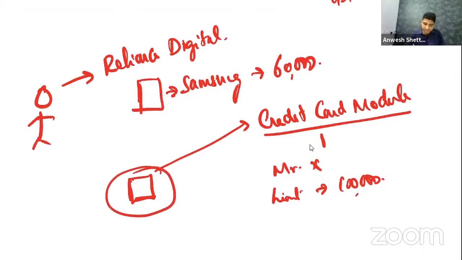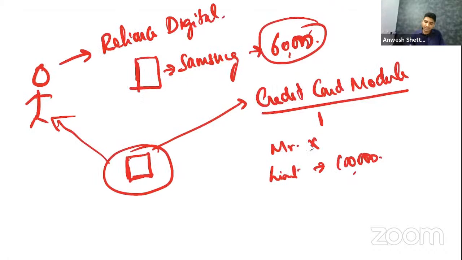So this machine now can identify that, okay, you are X. Now you have a limit of 1 lakh rupees. So if you want to purchase an item worth 60,000 rupees, then the credit card module will say, yes, transaction is approved. Can be done, it is approved.